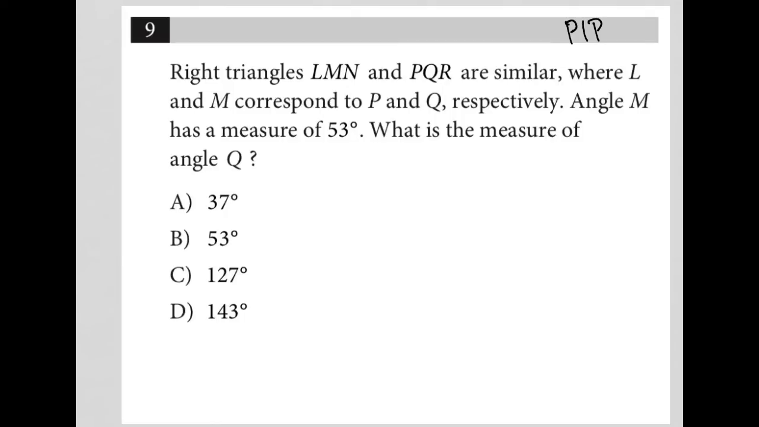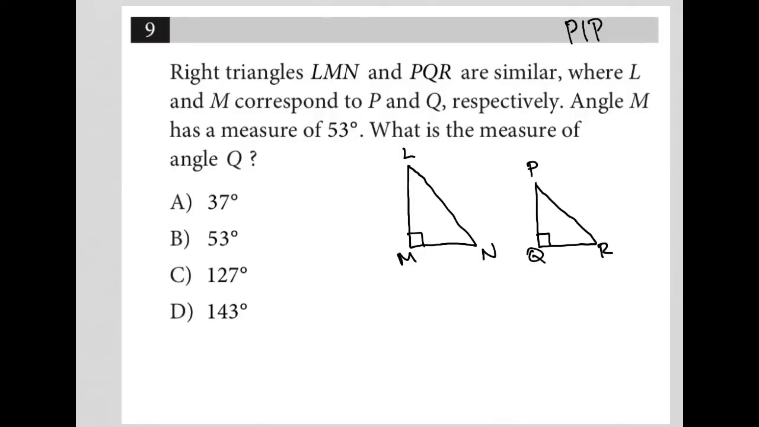So I'm told that I have right triangle LMN, so I'm going to just draw a right triangle. And I'm going to call it LMN. There's my right triangle. PQR, so I'm going to just make it smaller. I don't know that it actually is smaller, but I can adjust that, so I'm not concerned. PQR, right? So the order in which you label these is important, right?